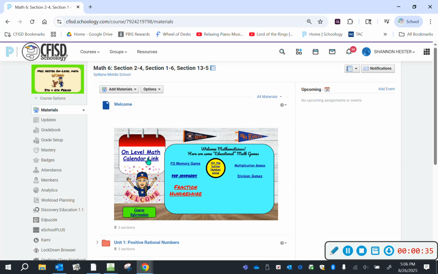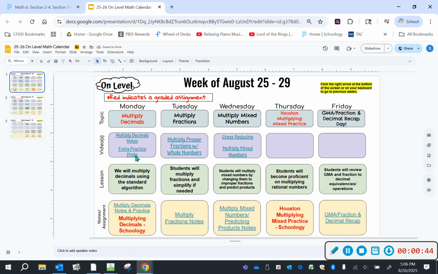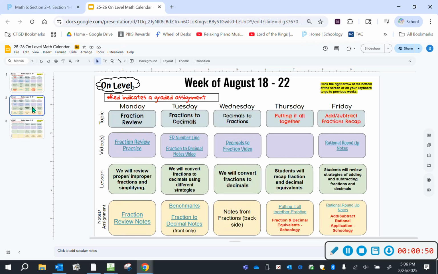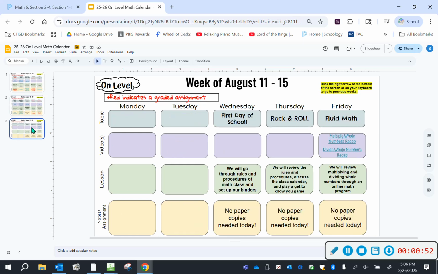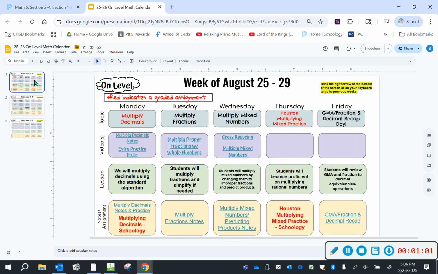And on both pages, right here in the top corner, we have the calendar. If you click on the calendar, here's what we have done for the week of August 25th through 29th. If you need to go to previous weeks, you can scroll down or use the little area on the left to pick what day you need. We go all the way back to the first day of school, so we will have several weeks in this as we go on. The most current week is at the top.